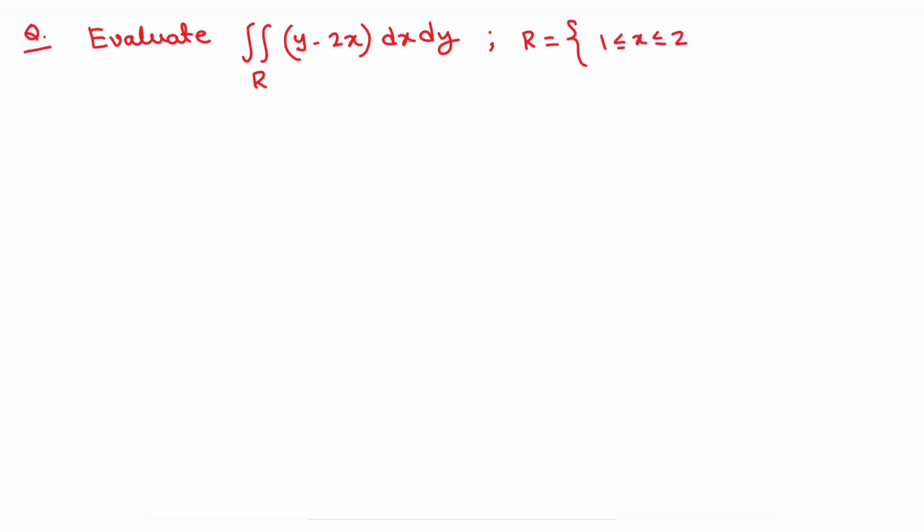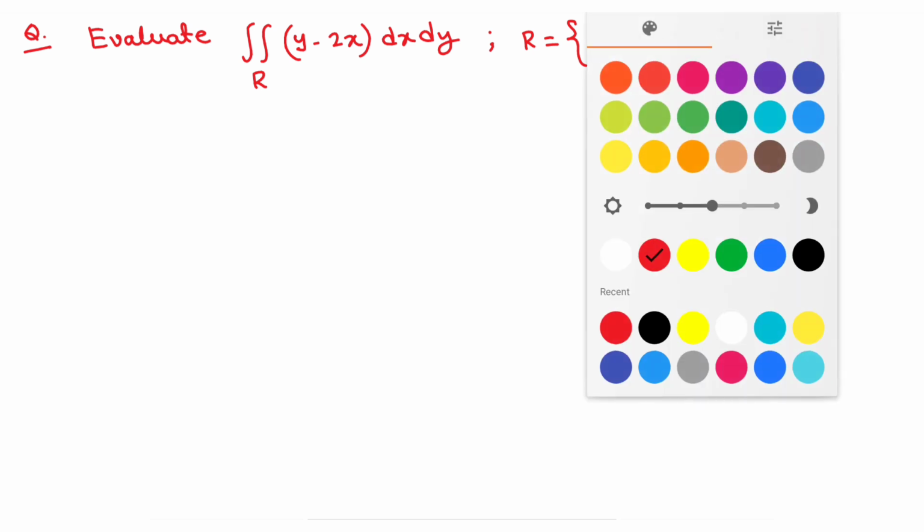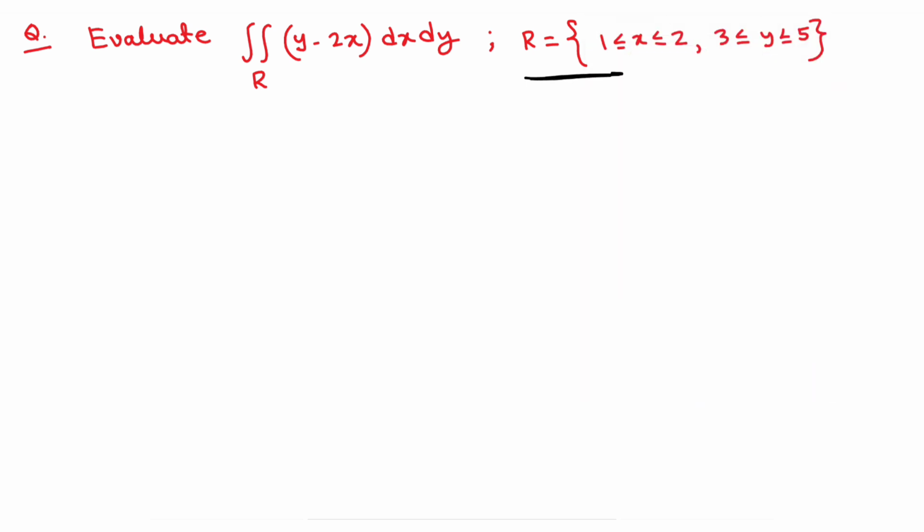Evaluate the double integration over R of (y minus 2x) dx dy, where R is 1 less than or equal to x less than or equal to 2, and 3 less than or equal to y less than or equal to 5. So here the region R is given, over which you have to find the integration of this function. Solution.